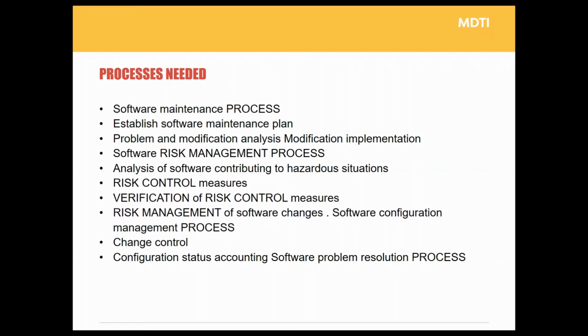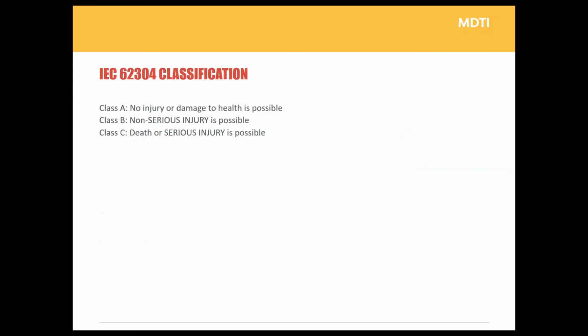So you're creating a lot of documents at this point to demonstrate to the regulatory auditor that you have these processes in place, that they're functioning, and that they're creating an environment of control that helps you develop the product going forwards. So IEC 62304 has classifications, and I think it's really worth keeping these in mind.